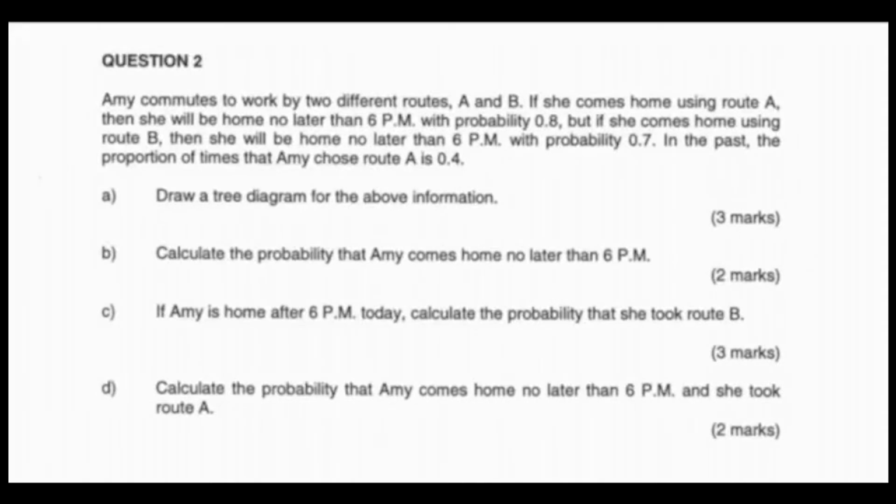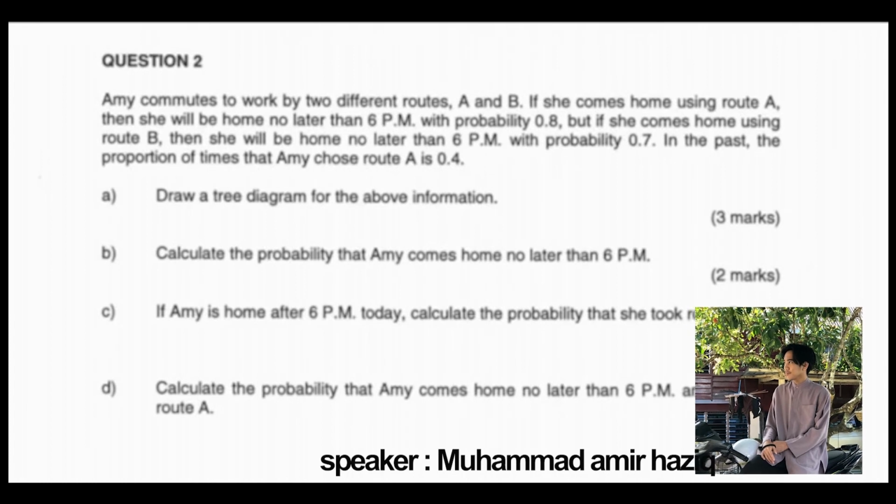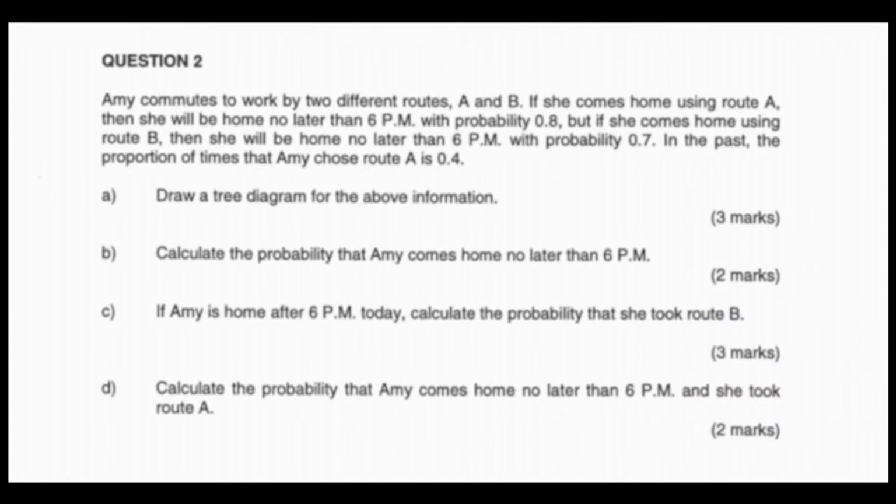Now I will teach you how to solve this question. First, we need to read the whole question and determine what topic this question is on. This is topic 2. Now let's move to question A. Draw a 3 diagram. Before that, from the statement, let A be A, let B be B, and C, she will be home no later than 6 p.m.